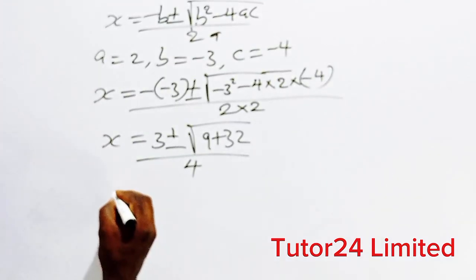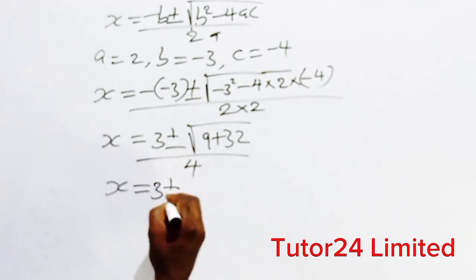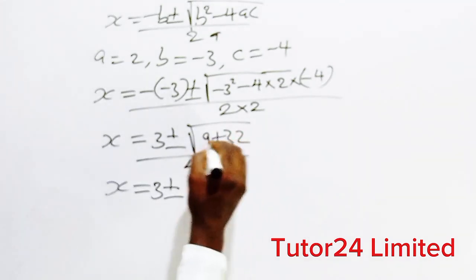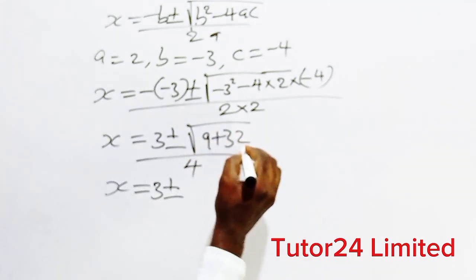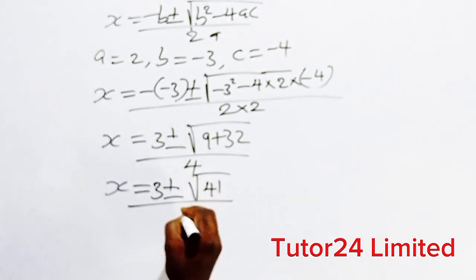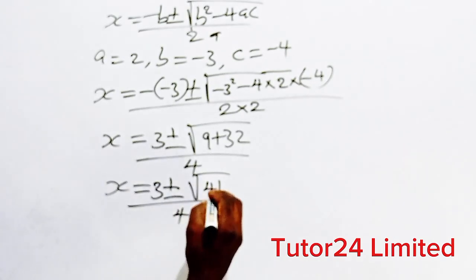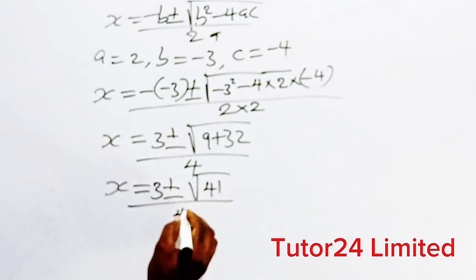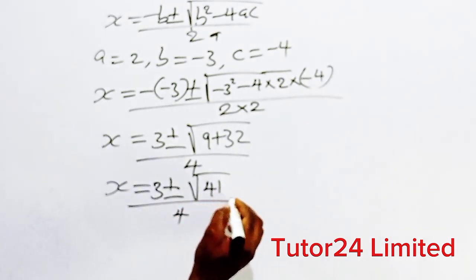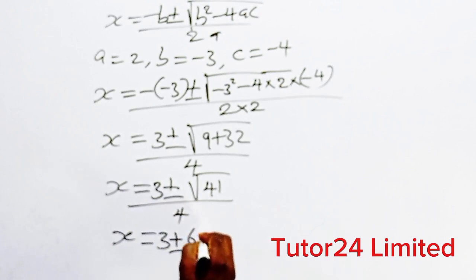Continuing further, we have x is equal to 3 plus or minus, now if you add it together, 9 plus 32 is 41, square root of 41 over 4. If you check your calculator, the square root of 41 is 6.4. So x is equal to 3 plus or minus 6.4 over 4.